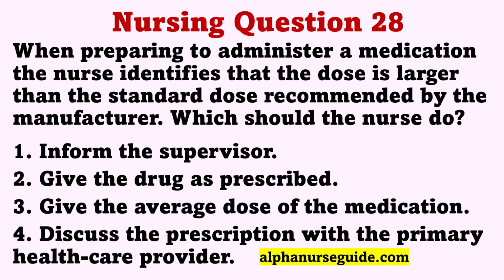Discuss the prescription with the primary healthcare provider. Nurses have a professional responsibility to know or investigate the standard dose for medications being administered. Nurses are also responsible for their own actions, regardless of whether there is a written prescription. The nurse has a responsibility to question and/or refuse to administer a prescription that appears unreasonable. Giving the drug as prescribed may be unsafe for the patient and may result in malpractice. Changing a medication prescription is not within the scope of nursing practice.